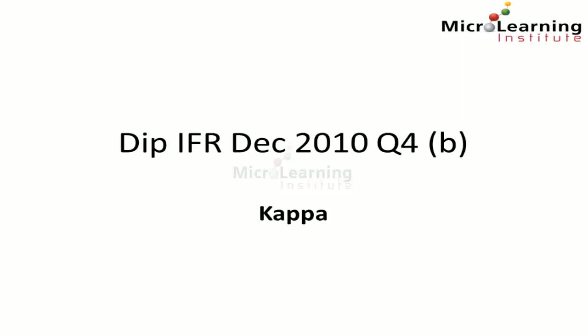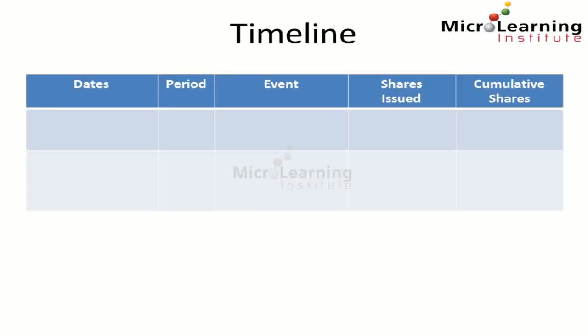In this short tutorial we're going to look at a question called Kappa from the December 2010 DipIFR paper. In this question we're asked to compute the basic and diluted earnings per share of Kappa for the year ended the 30th of September 2010. Now in all these types of questions the first thing we need to do is get control of the timeline under which the shares were issued.